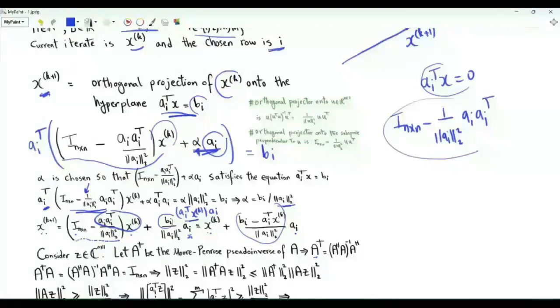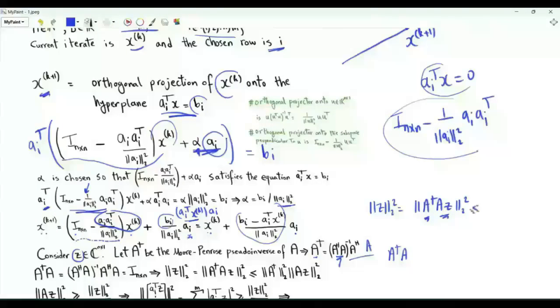Let A dagger be the pseudo-inverse of matrix A. In our case, A dagger is A Hermitian A inverse, A Hermitian. This matrix is n by n and it's invertible, as A is assumed to have n linearly independent columns. Note that if A dagger is multiplied by A, then we get identity of size n by n. Take any n-dimensional vector z. The L2 norm squared of z is the same as the L2 norm squared of identity times z. We write identity as A dagger times A. This is an n by m matrix, and this is an n-dimensional vector.